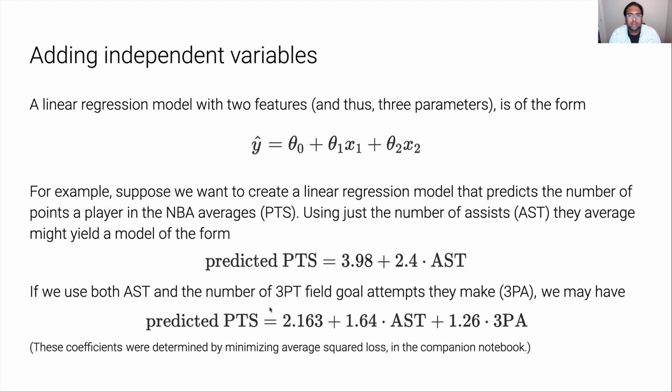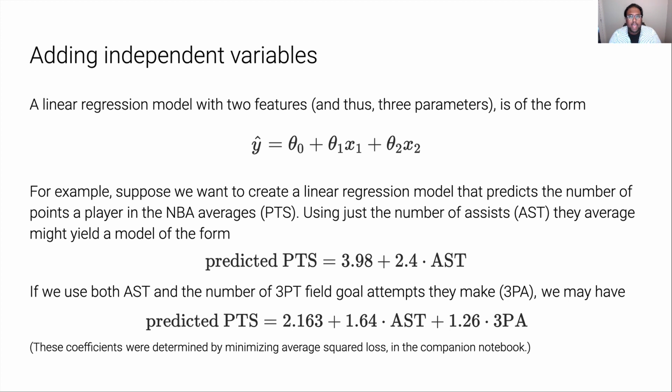If we instead want to increase the sophistication of our model and use both the number of assists that player averaged and the number of three-point field goal attempts that they averaged, our model might look something like 2.163 plus 1.64 times assists plus 1.26 times three-point attempts. Now you can see our prediction function now includes two independent variables, or two features, assists and three-point attempts.